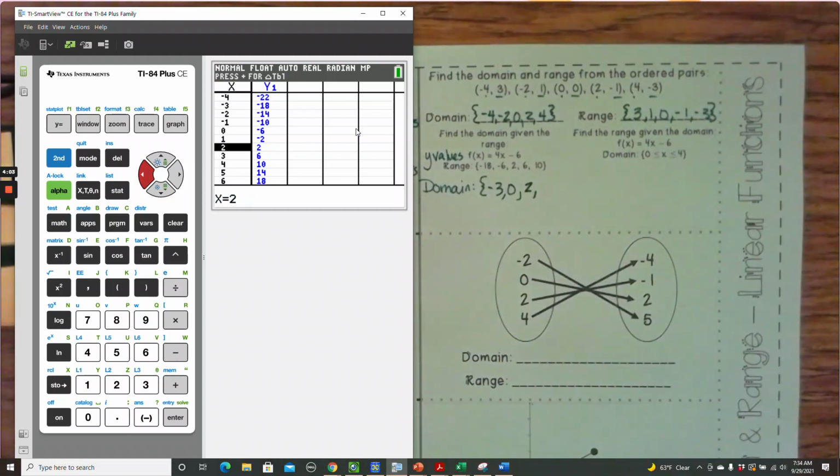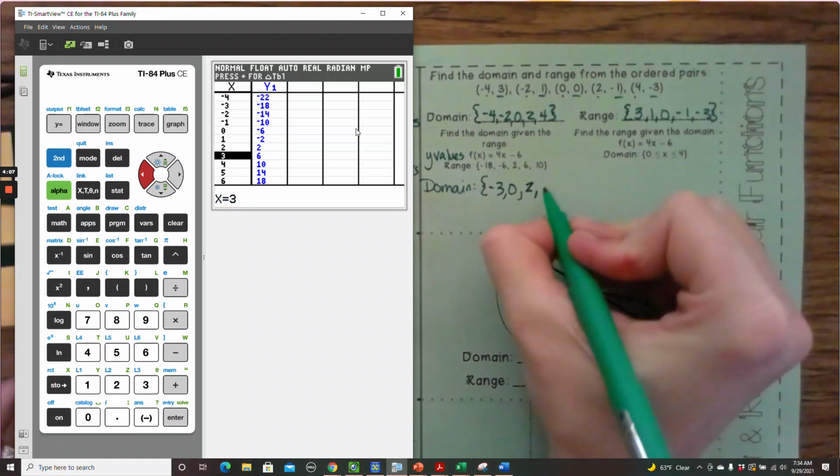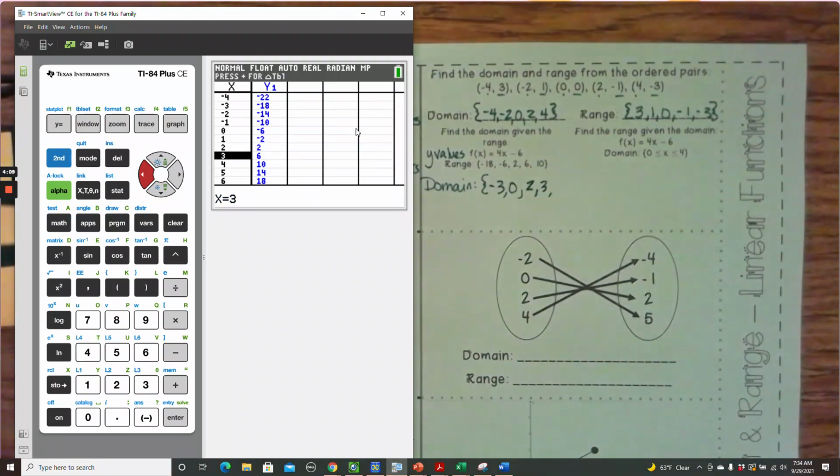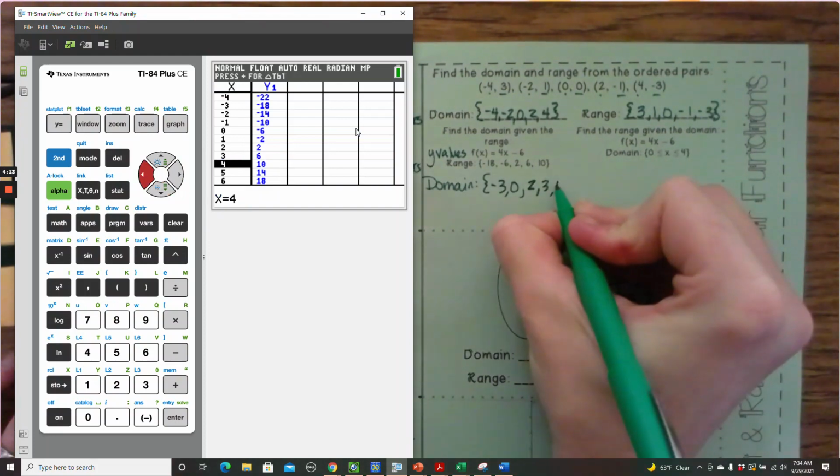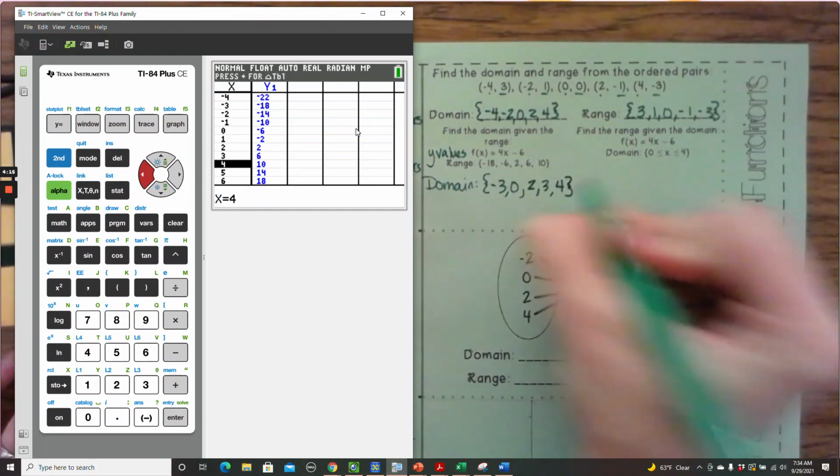Then I've got the y value of 6. So the x value would be 3. And then finally the y value of 10, and that's associated with the x value of 4. And so that would be my domain there. The next one is a little bit different.